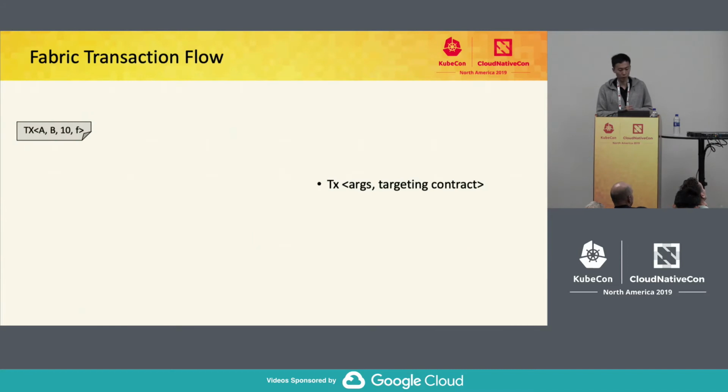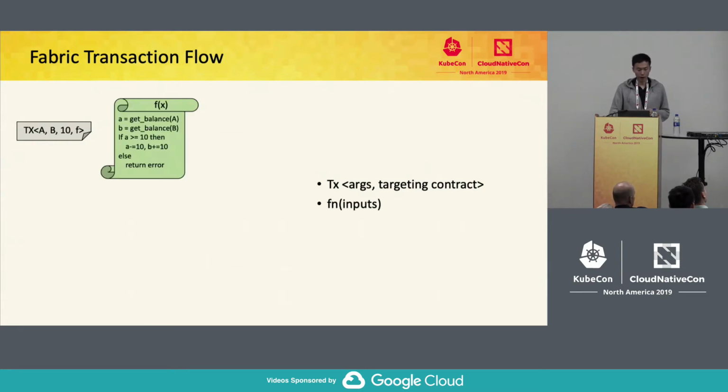Okay, next we're going to talk about the transaction flow, exactly how Fabric works today. First of all, you have a transaction that contains several arguments. For example, we have A, B, and 10, meaning I want to transfer 10 tokens from A to B, and F, which is the target contract that actually carries out this transaction. Then I send this transaction to the smart contract, which has a very simple logic here. Basically, get the current balance of A and B, and check if A has enough balance, in this case 10, and then I just deduct that amount from A and increase the balance of B.